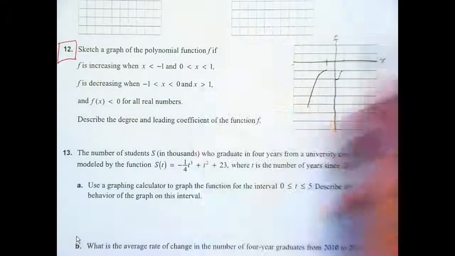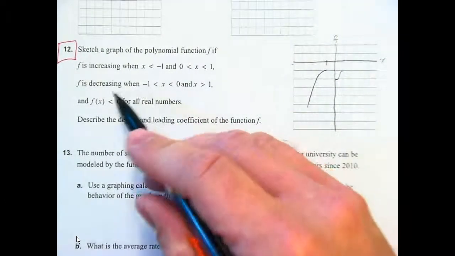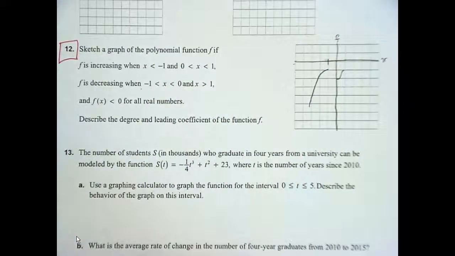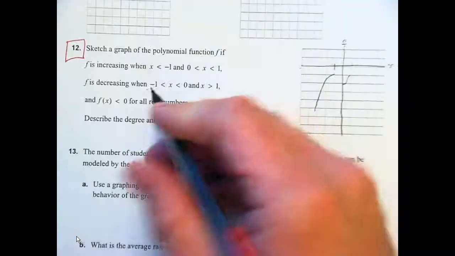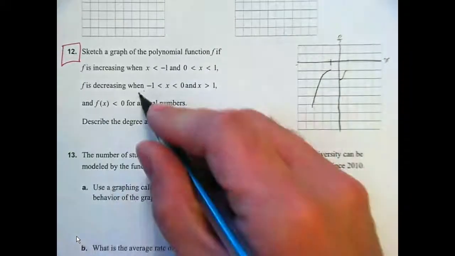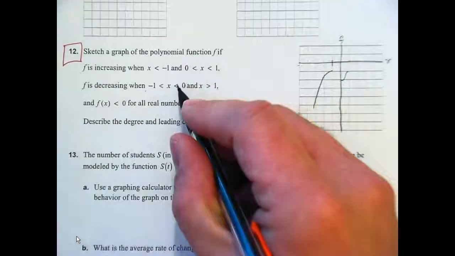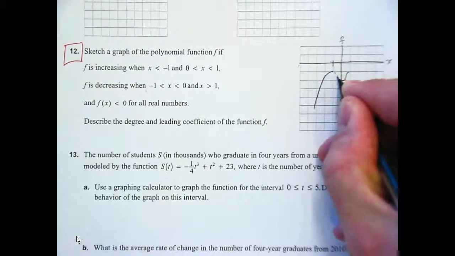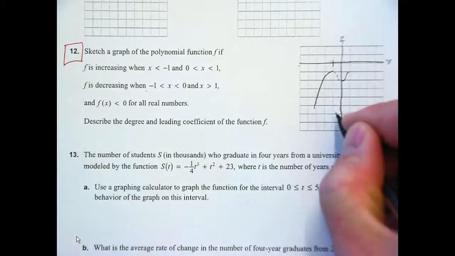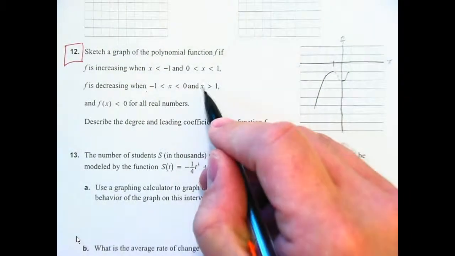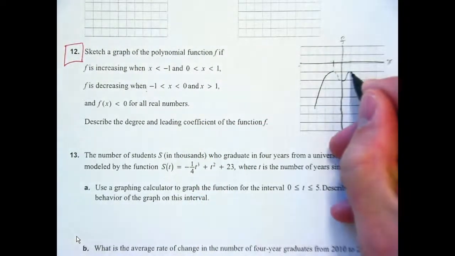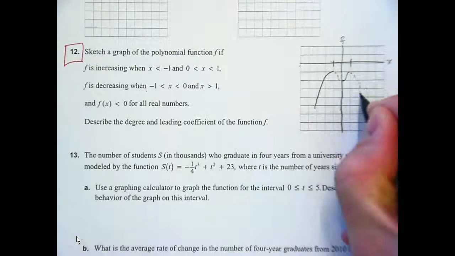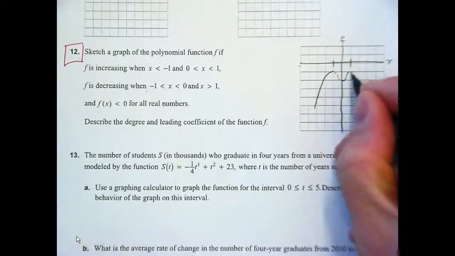Okay? It says that f is decreasing when x is greater than -1 but less than 0. So I'm going to use the dashed line just to show that. So decreasing right here. And then it's also decreasing when x is greater than 1. So on this side of 1. Okay? So it looked like something like that.